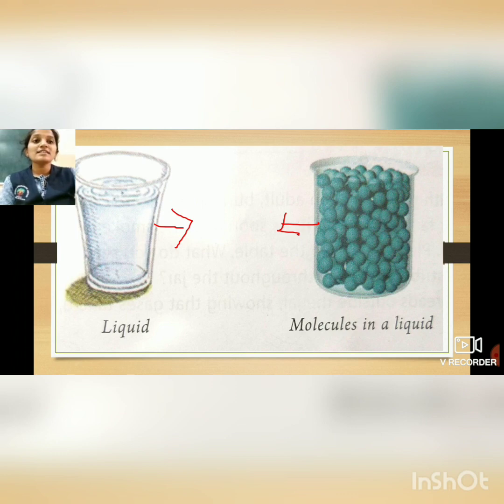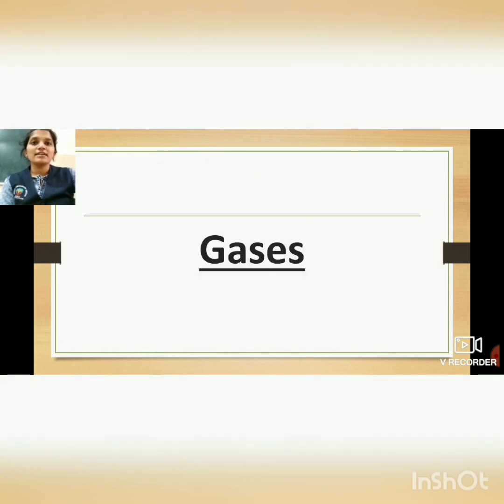But here also we can see that there is a space between them. There is a space available between them, and because of that space liquids can flow. Liquids can change their shape and size. So this was all about liquid, and now we are going to see about gases.